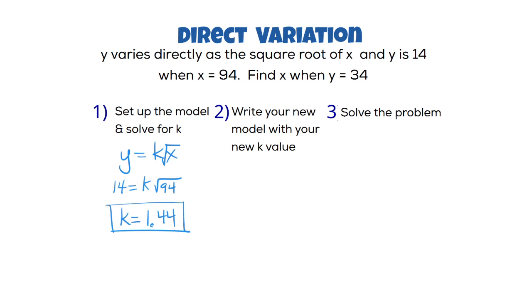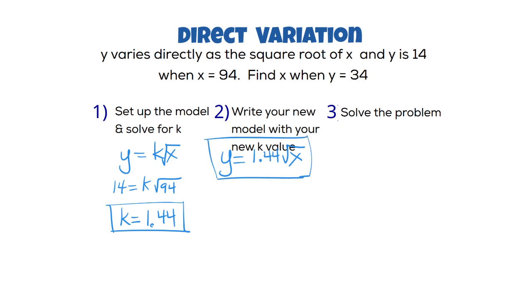That's the first step. You've got to figure out what the k is. Now, the second step, oftentimes, these are the 3 things that are asked for. They'll ask you, find the constant of variation. That's a fancy phrase for k. And then they want you to write your new model. Well, your new model no longer has a k. It has the value of k. It's going to look like this: y equals, and instead of k, I put in my 1.44 square root of x. This is the new model when they're asking for that. That's always step 2.